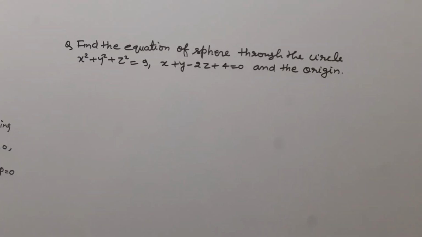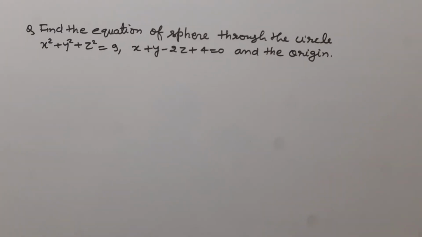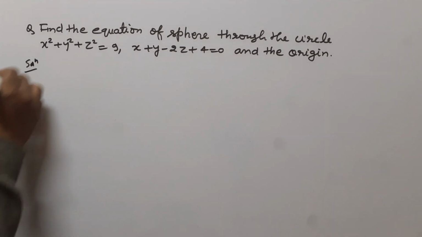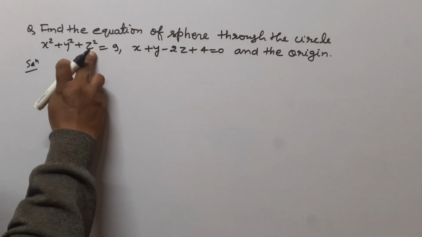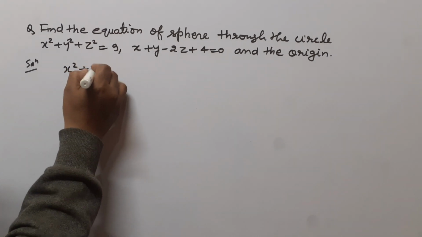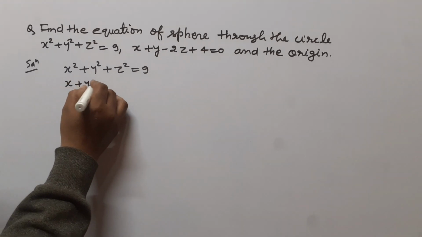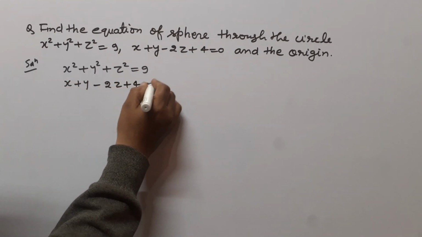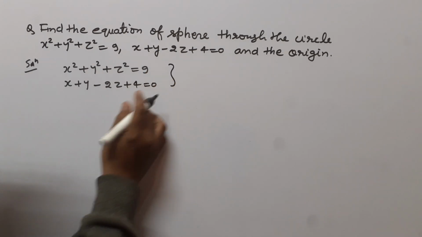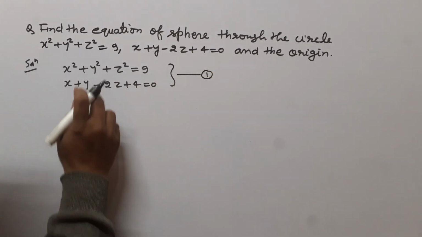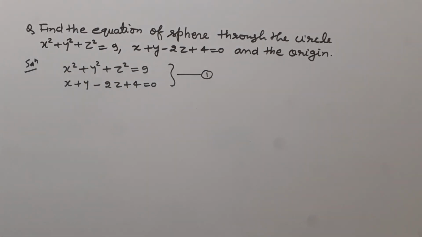Find the equation of the sphere through the given circle x square plus y square plus z square is equal to 9 and x plus y minus 2z plus 4 equal to 0 and the origin. Here we can see that x square plus y square plus z square is equal to 9 is the equation of a sphere, and x plus y minus 2z plus 4 equal to 0 is the equation of a plane. If we take these two equations together, they represent the equation of a circle.